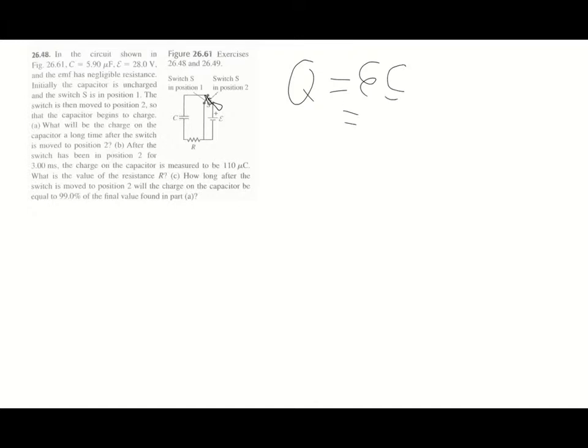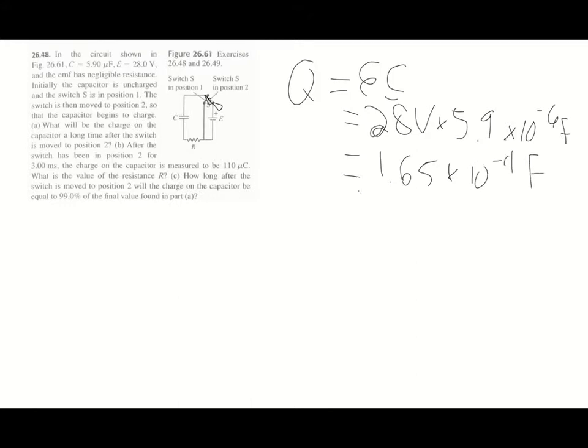So it'll be 28 volts times the 5.9 microfarads, times 10 to the negative 6 farads. When you multiply that together, you get 1.65 times 10 to the negative 4 farads. Or, because it's going to be convenient later, I'm going to convert it to 165 microfarads.